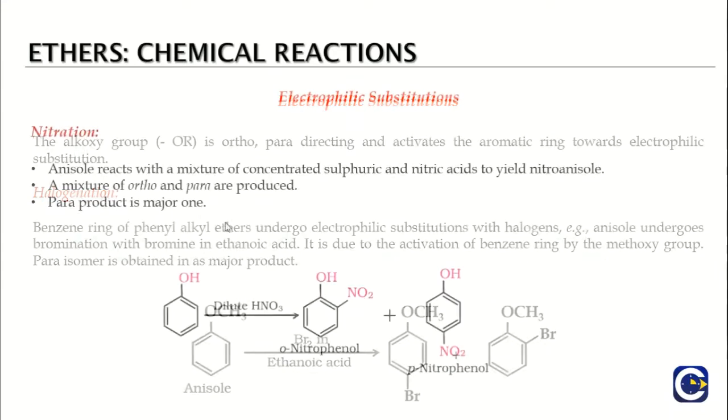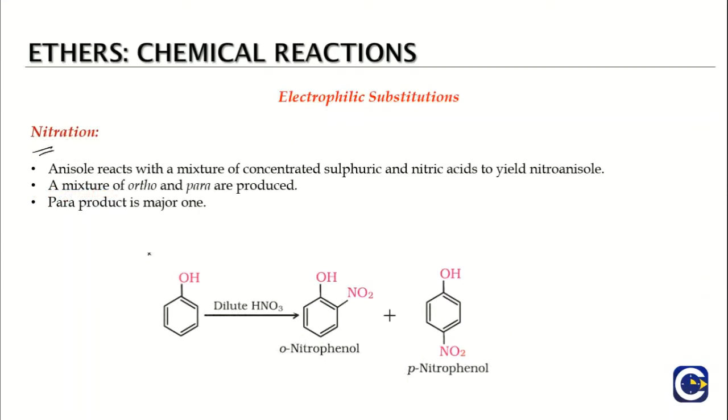Okay, another reaction is nitration. As we have seen in case of phenols also, here also we have nitration. Okay, so anisole, this is actually the wrong product that is shown. This will be CH3 and CH3. Okay, this is CH3. So this is anisole. This is not nitrophenol. This is not paranitrophenol. These are ethers. Okay, so we have anisole.